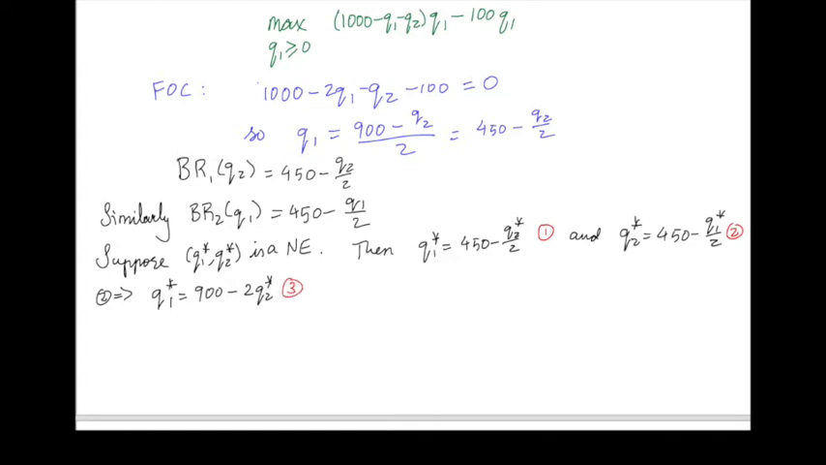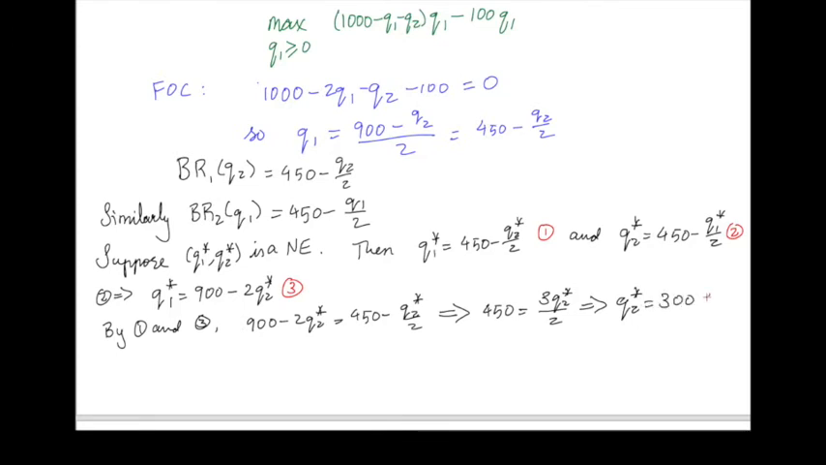We can look at equation 3 and equation 1. They both give us expressions where the left-hand side is Q1 star. So by 1 and 3, 900 minus 2Q2 star equals 450 minus Q2 star divided by 2. That means that 450 equals 3Q2 star over 2, which in turn means that Q2 star has to be equal to 300. Let's call this 4. We can plug this into 3. By 4 and 3, Q2 star is 300, so 2Q2 star is 600. Subtract that from 900, and we find that Q1 star is 300 as well. So the Nash equilibrium is 300, 300.